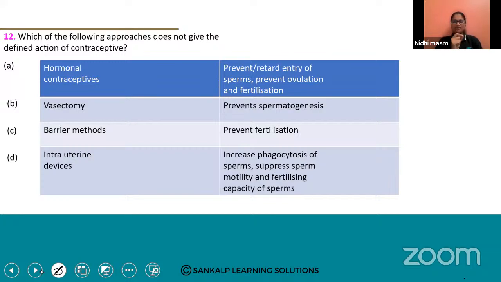Hormonal contraceptive: what it does, it retards entry of the sperm, means it prevents entry of the sperm, prevents ovulation and fertilization. Vasectomy, it prevents spermatogenesis, it says. Then barrier methods, they prevent fertilization. Intrauterine devices increase phagocytosis of sperms, suppress sperm motility and the fertilizing capacity of the sperm.